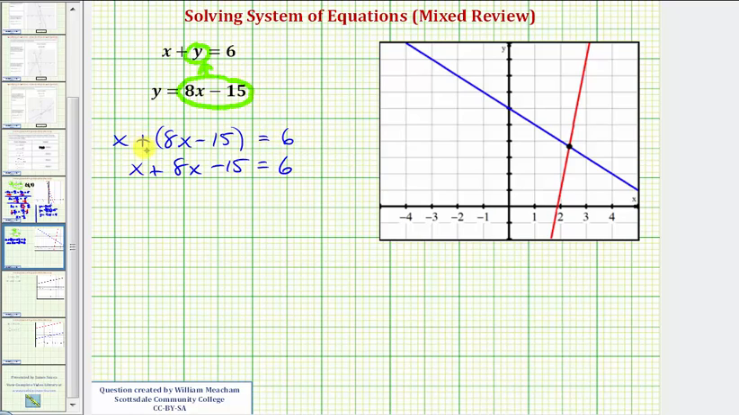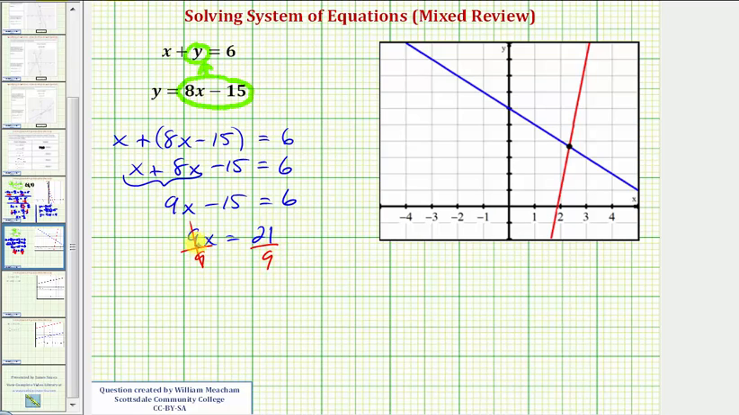If there was subtraction here, we'd have to clear the parentheses by distributing negative 1. Combining like terms, notice how we have 1x plus 8x, that's 9x, minus 15 equals 6. Add 15 to both sides, we have 9x equals 21. Divide both sides by 9.